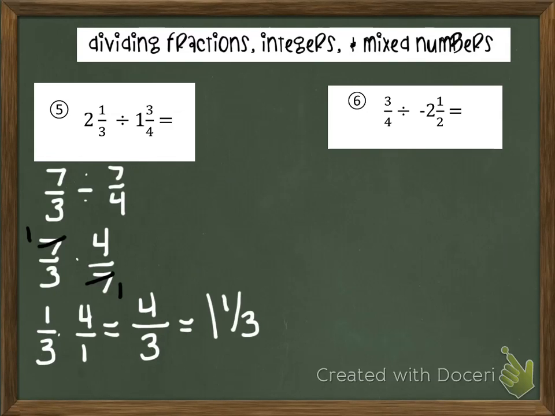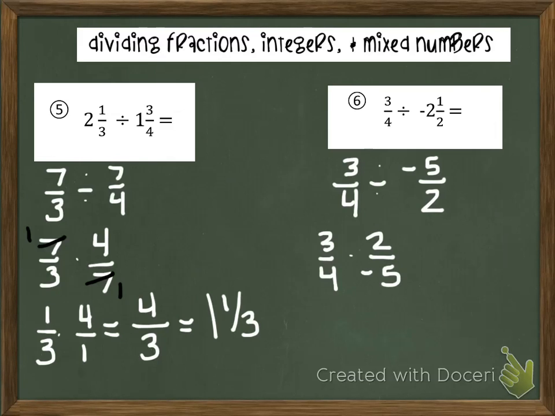Okay, looking at number 6, first thing I'm going to do is change that negative 2 and 1/2 into an improper fraction. I'm not keep, change, flipping yet. So 3/4 divided by negative 2 and 1/2 would be negative 5/2. Now we can keep, change, flip. So keep the 3/4 as it is, change the division to multiplication, and flip the second fraction.